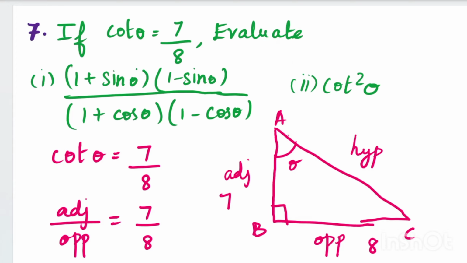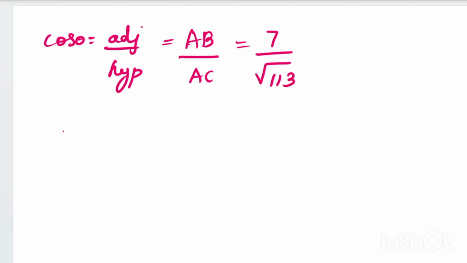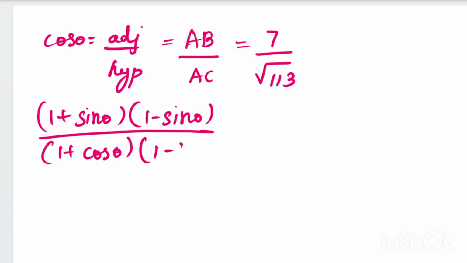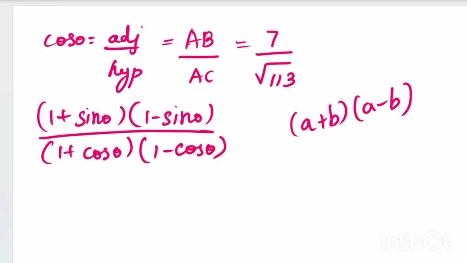So now let's go to what is given in the question for evaluation. (1 plus sin theta)(1 minus sin theta) divided by (1 plus cos theta)(1 minus cos theta). Now carefully observe this. 1 plus sin theta and 1 minus sin theta. We can say that it is in the format of (a plus b) into (a minus b), right? In the numerator, a is 1 and b is sin theta. And for the denominator, a is 1 and b is cos theta.